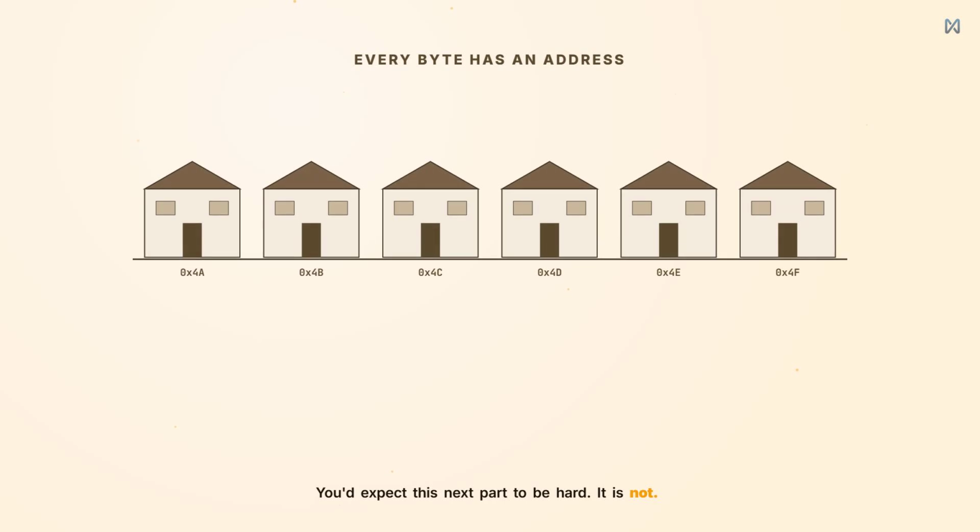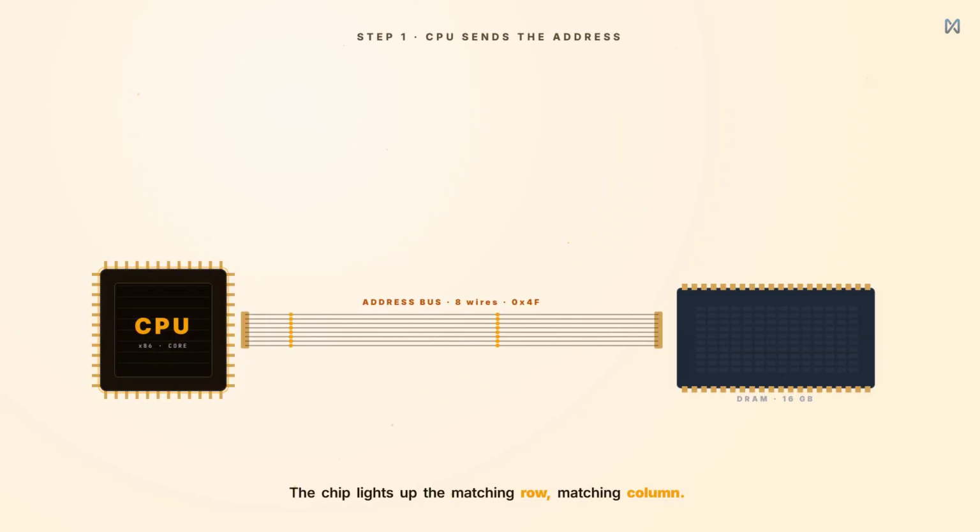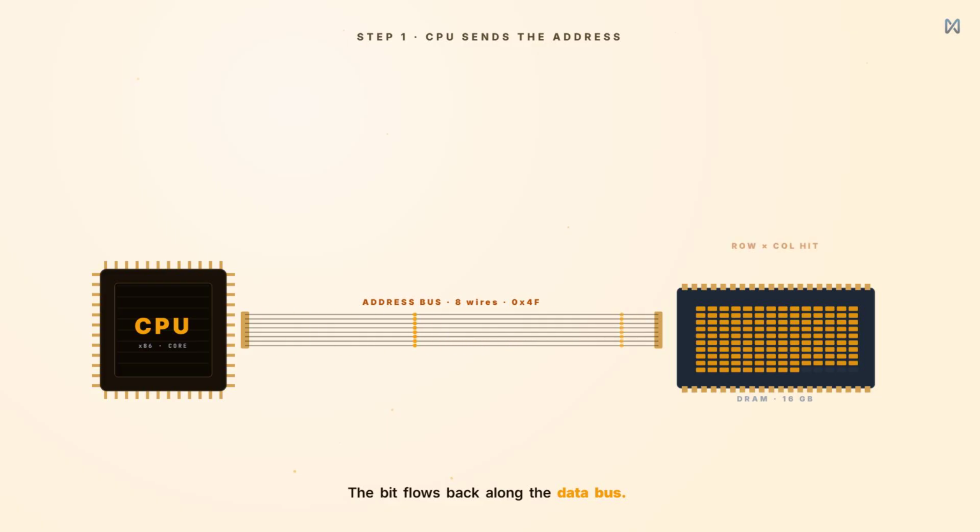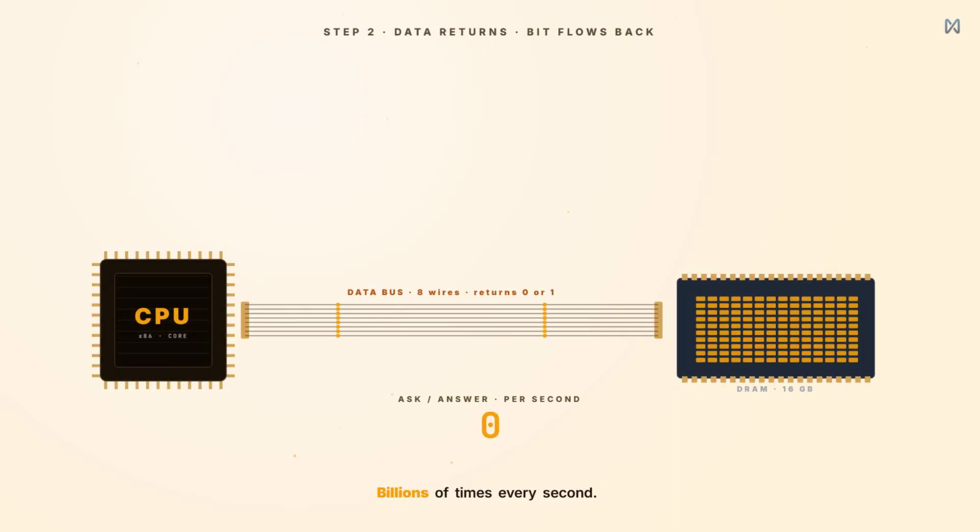You would expect this next part to be hard. It is not. Every byte has a number, like a house has an address. The CPU sends that number down a set of wires called the address bus. The chip lights up the matching row, lights up the matching column, and the bit at that intersection flows back along a second set of wires called the data bus. This dance happens billions of times every second. Every model weight ChatGPT touches goes through it.